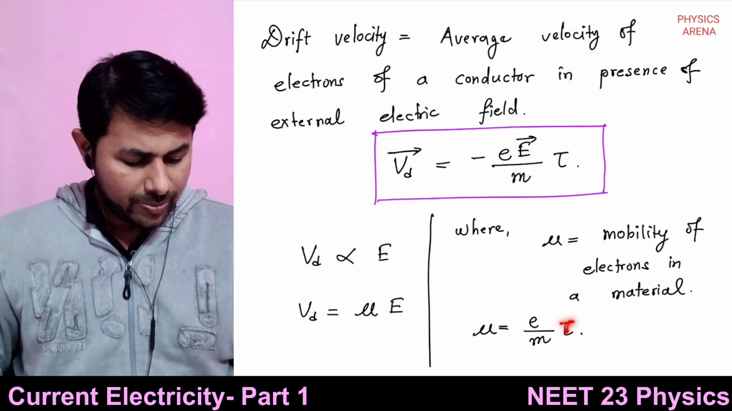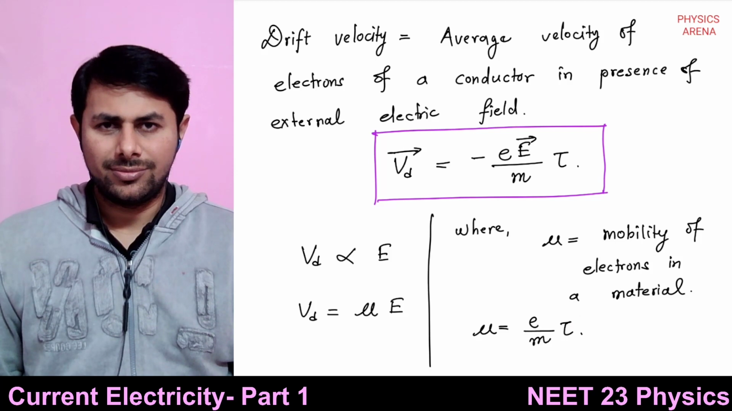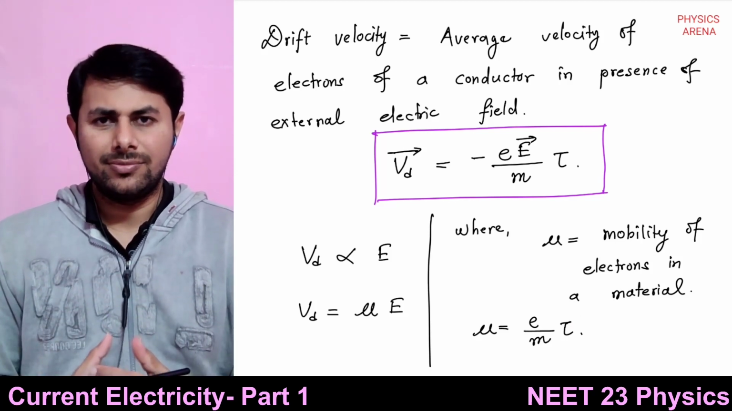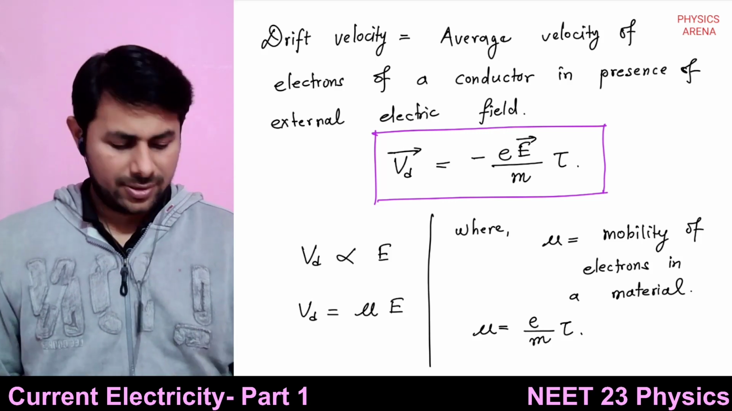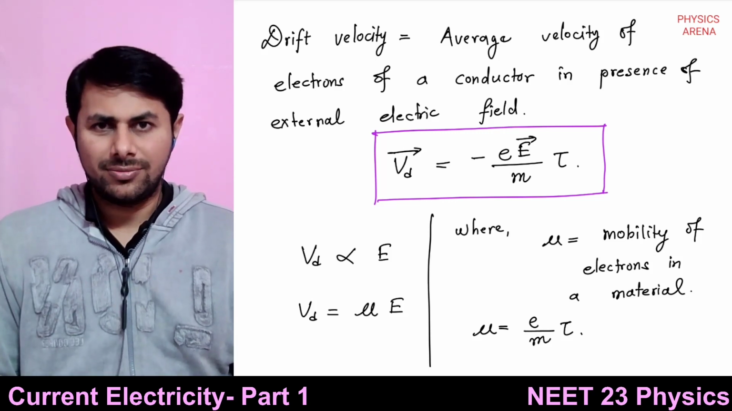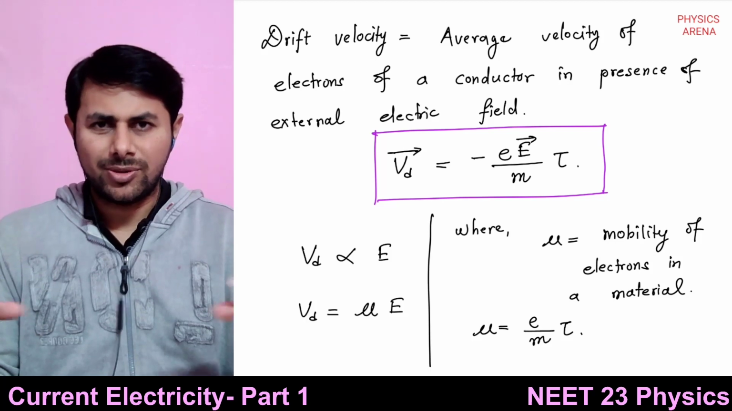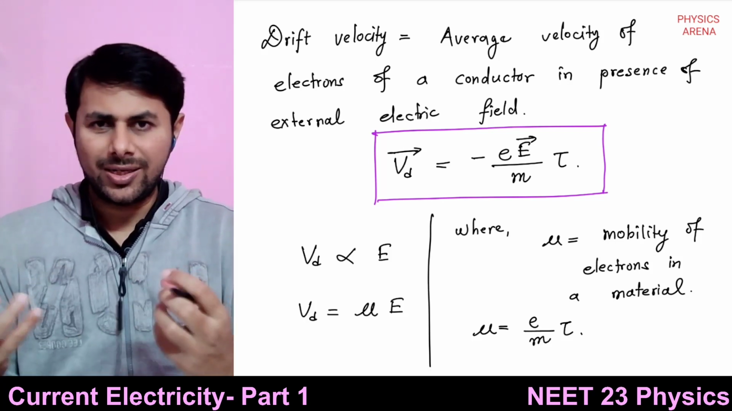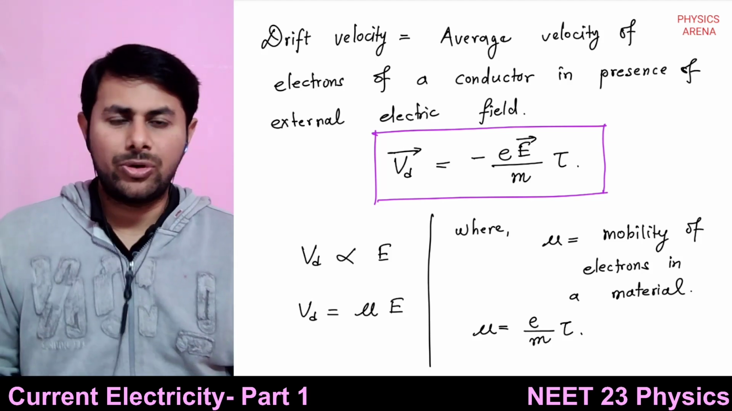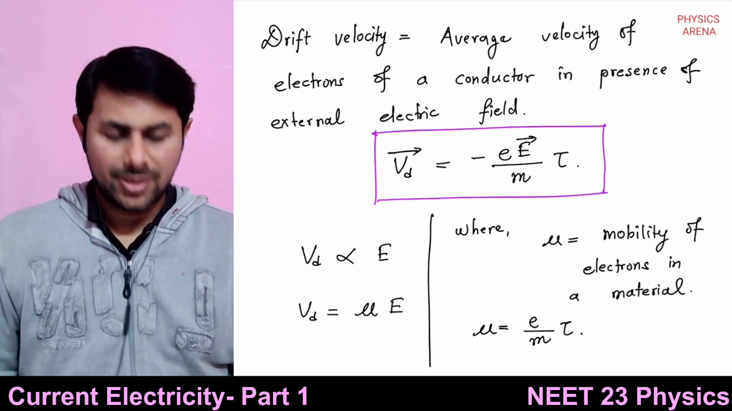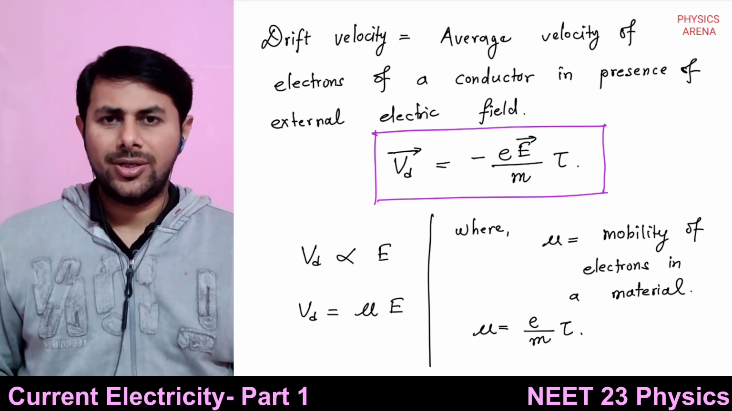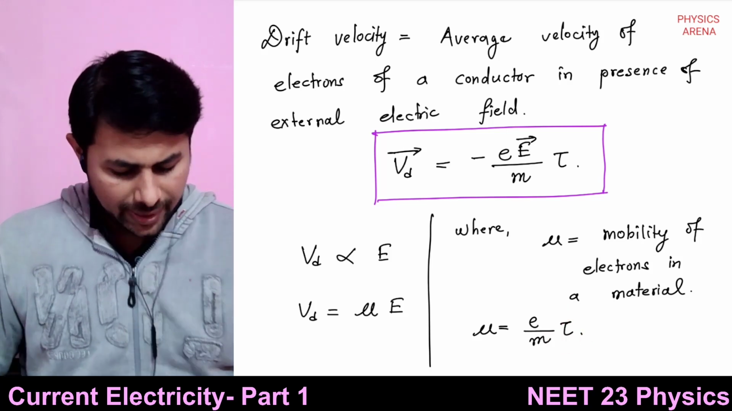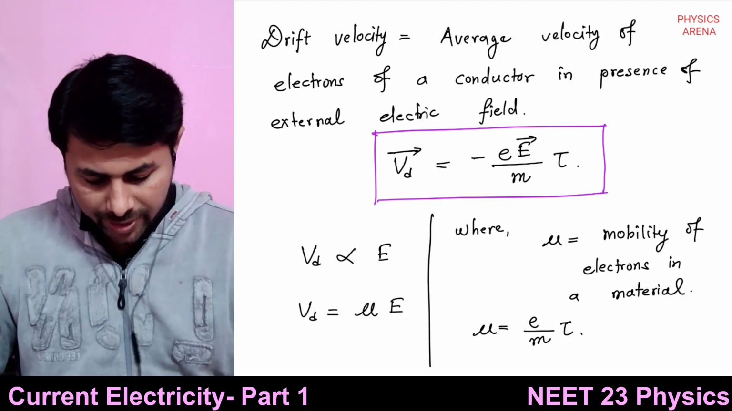So this is a property of a material, right? If the density of the material is more, what will happen? Then there are more chances of collision. If the temperature is more, then the atoms are also wiggling, so again there are more chances of collision. So mobility depends on the material. It is a property of a material, and it is different for different materials.